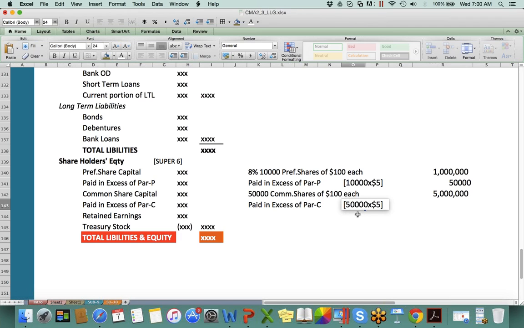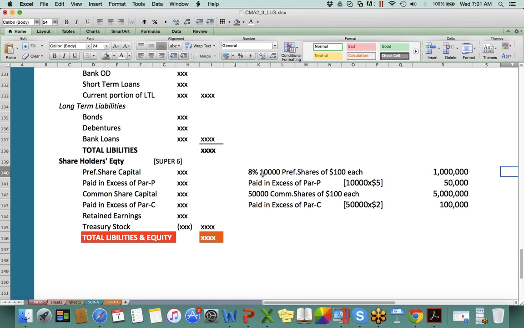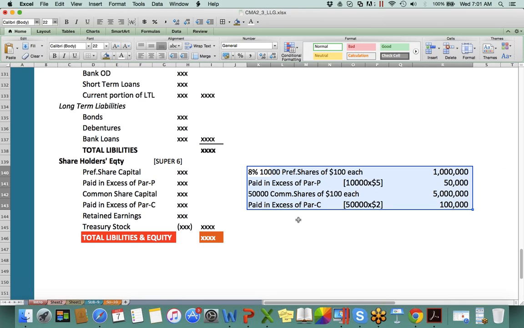So you have 50,000 shares at the rate of $100, $100,000. So these are all to be very clearly mentioned with the details so that any external party dealing with this company knows very clearly from the presentation that there are 10,000 preference shares whose face value is $100, and that there are 50,000 shares at the rate of $100.